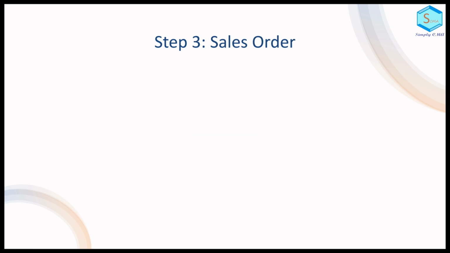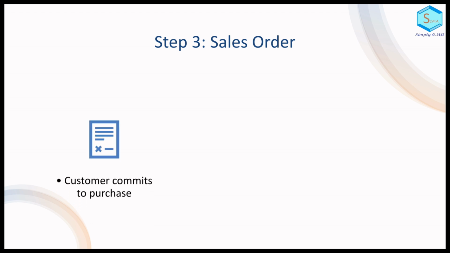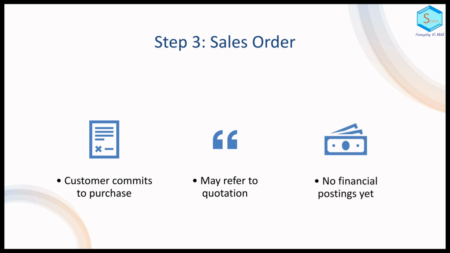The next step, step 3, is sales order. The sales order is the first formal agreement where the customer commits to purchase. It can be created directly or with reference to a quotation. Although it is a key document used for tracking deliveries and planning inventory, it still doesn't make any accounting entries. It is purely logistical at this point and is essential for controlling what gets shipped, when, and to whom it will be shipped.